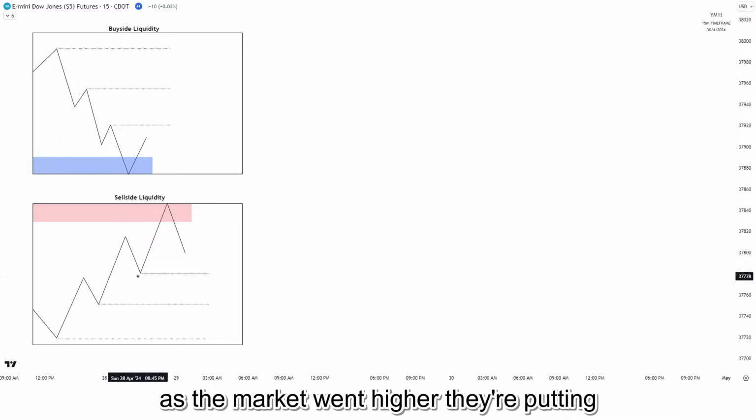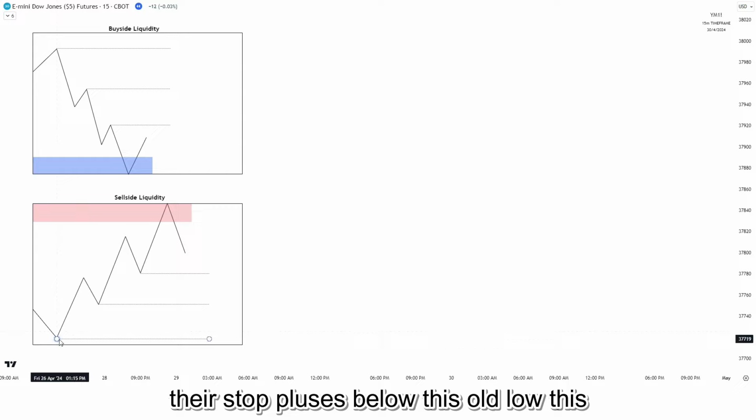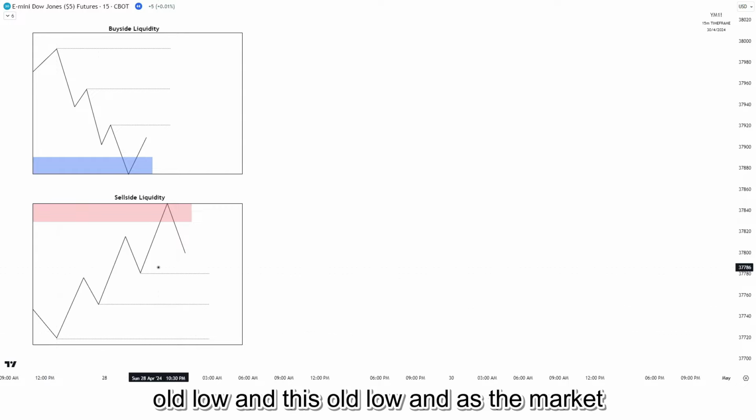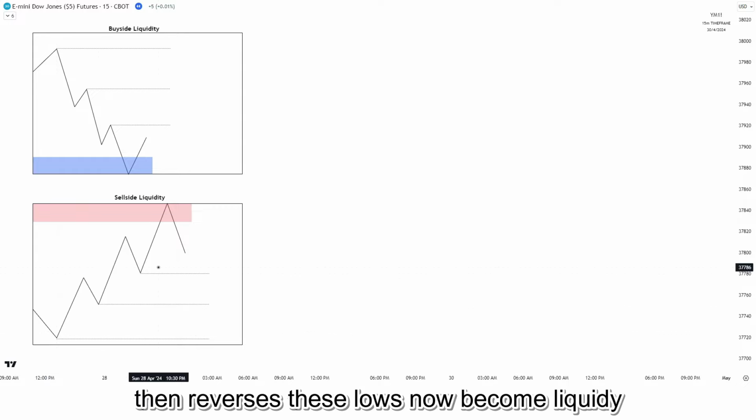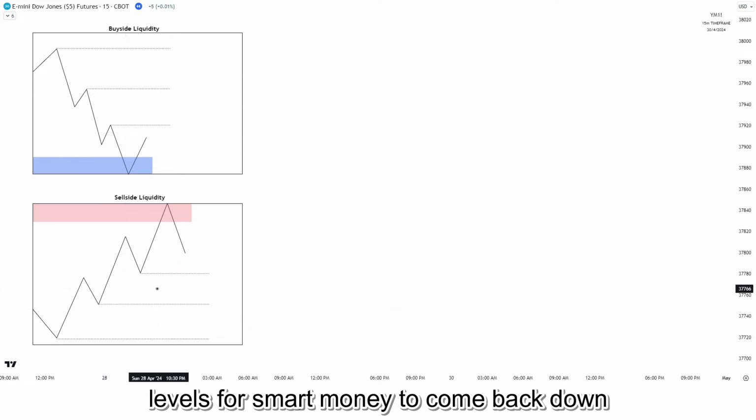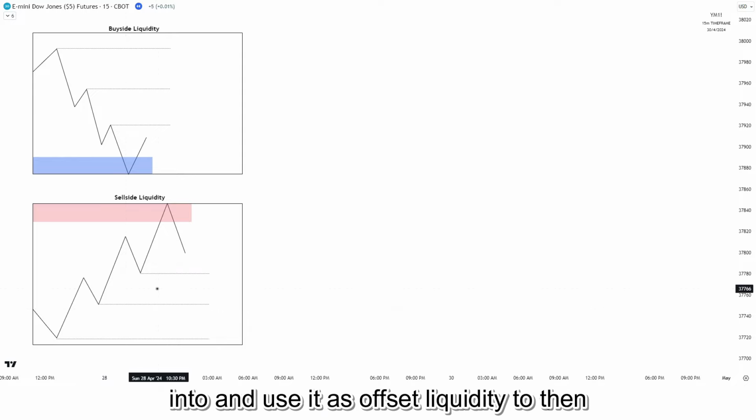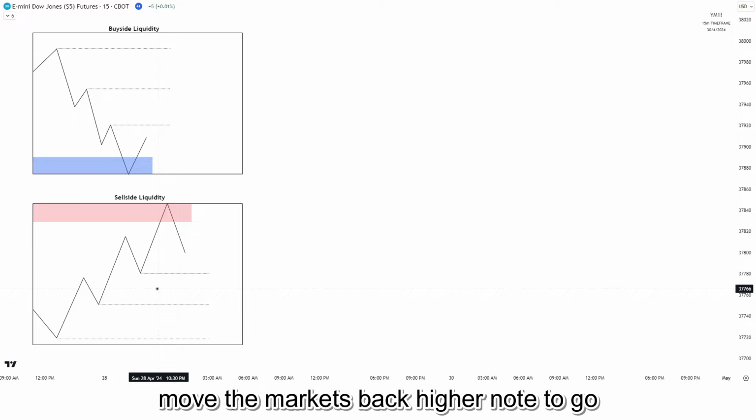As the market went higher, they're putting their stop losses below this old low, this old low, and this old low. And as the market then reverses, these lows now become liquidity levels for smart money to come back down into and use as offset liquidity to then move the markets back higher.